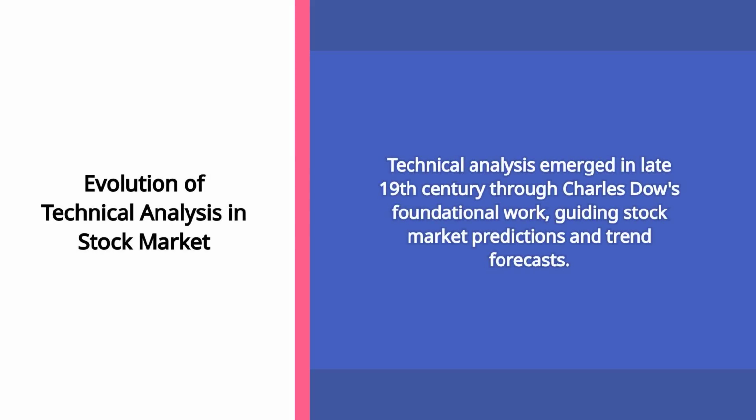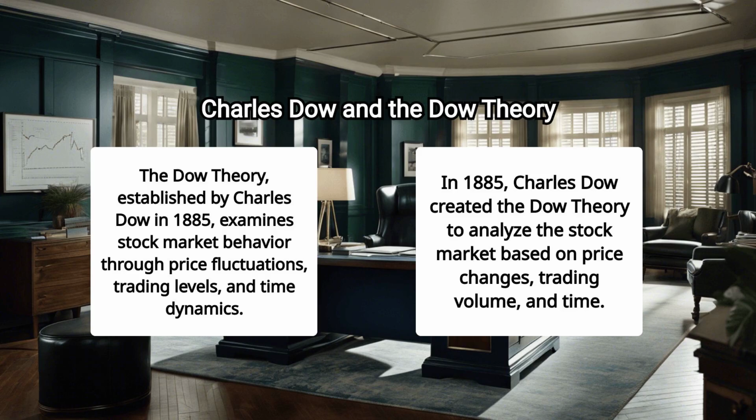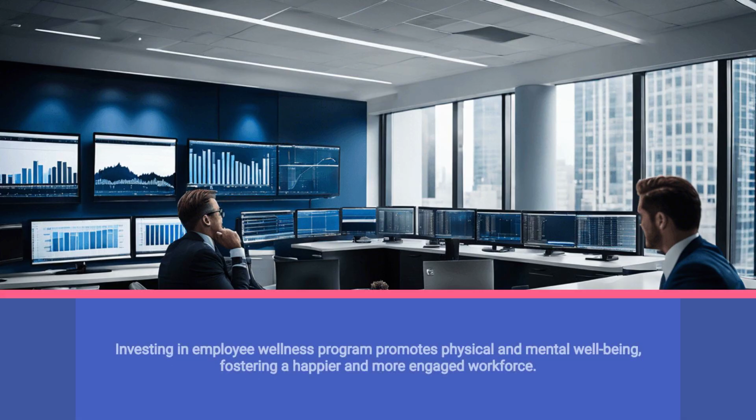Technical analysis began late in the 19th century with Charles Dow's work. He laid out the basics that many still use today. This type of analysis helps us predict where market trends are going. It's key for anyone looking to understand stocks and trading. Charles Dow created the Dow theory in 1885. He believed the stock market followed certain rules. This theory looks at things like price changes, how much is traded, and the time it takes for prices to change. Dow made the Dow Jones Industrial Index. This index tracks how the market does over time.